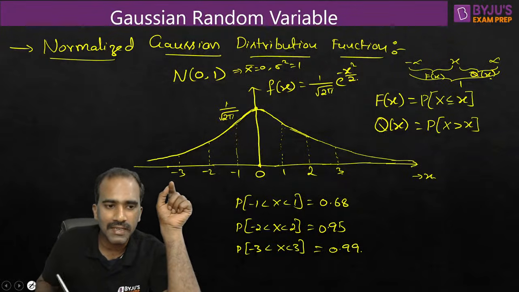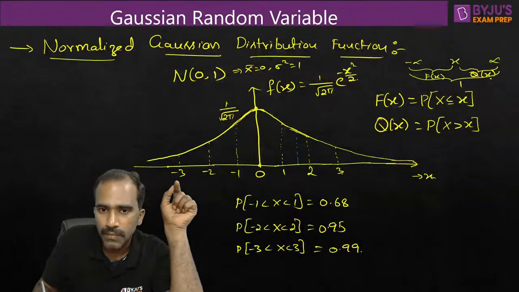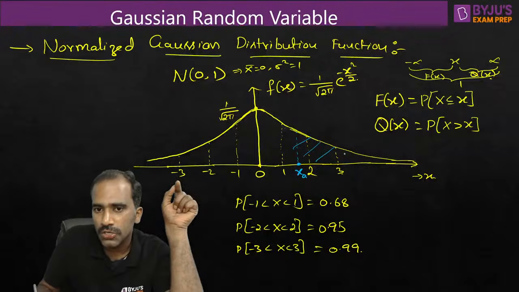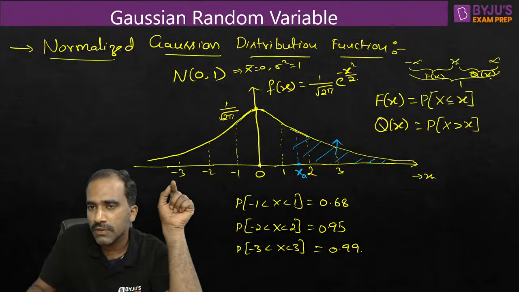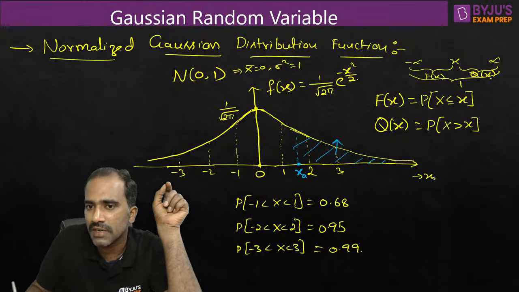So I'll take some value here. For example, I'll take x naught. This area from x naught to infinity, what do we call this? Instead of x, I've taken x naught just for convenience, for better understanding, because x is already the variable, no?